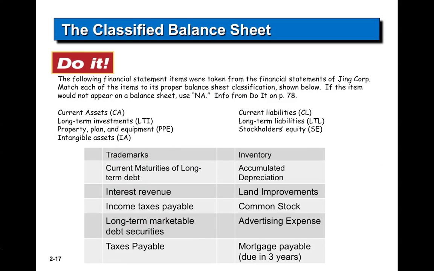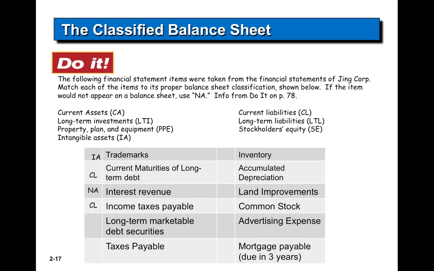And now we're going to do this. We're going to classify these as to whether they would go on the balance sheet and in what section. Trademarks will be intangible assets, and this is from page 78, so this isn't the one right on page 54. Current maturities of long-term debt are current liabilities. Interest revenue, we don't see revenue on the balance sheet, only assets, liabilities, and stockholders' equity.